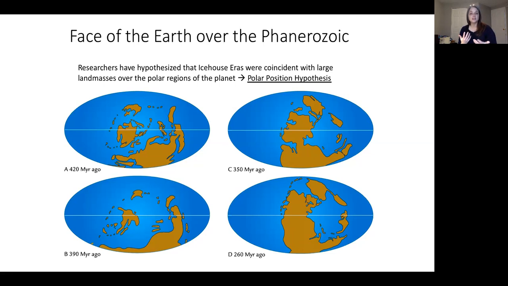So one way to test this hypothesis is to go back and look at the geography. Where were the continents at what time throughout the Phanerozoic, and was that an icehouse or not? That's the way we're going to evaluate that hypothesis. So when we look back through different episodes of the Phanerozoic, so 420 million years ago, 390 million years ago, 350, 260 million years ago, we can see at each of those times there's land mass over the South Pole in each of those cases.